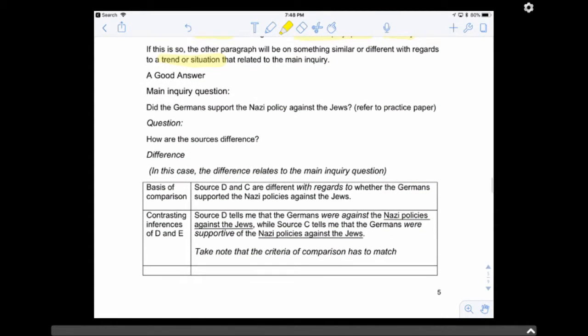Alright, so for example, the main inquiry question is, did the Germans support the Nazi policy against Jews? Now refer back to your practice paper, right? And they ask you, how are the sources different? And you notice that one actually agrees with your main inquiry question, that they supported the Nazi policy against Jews, and one does not agree. So there you have your difference.